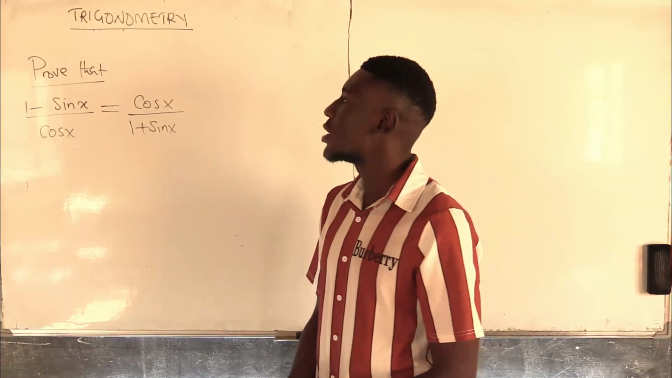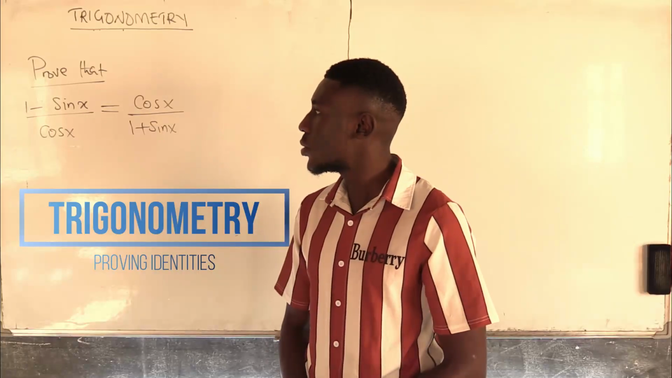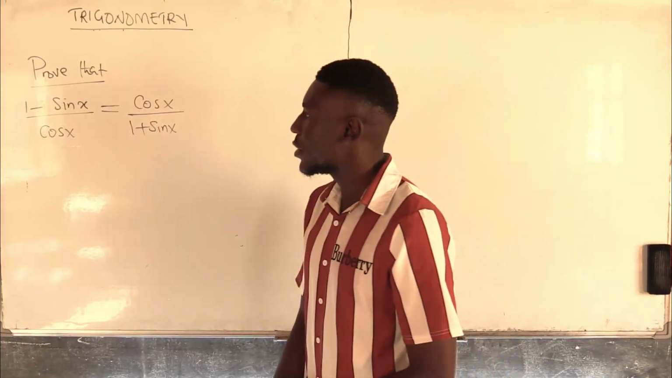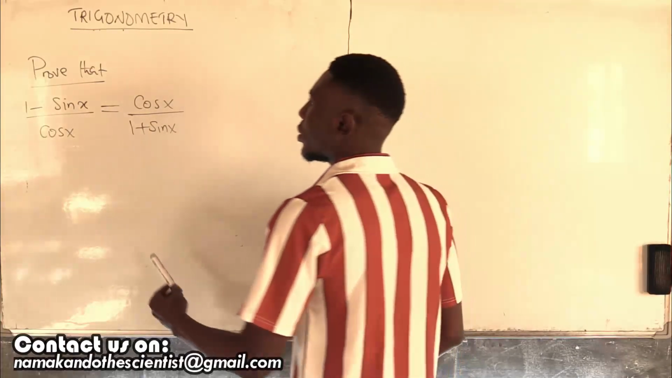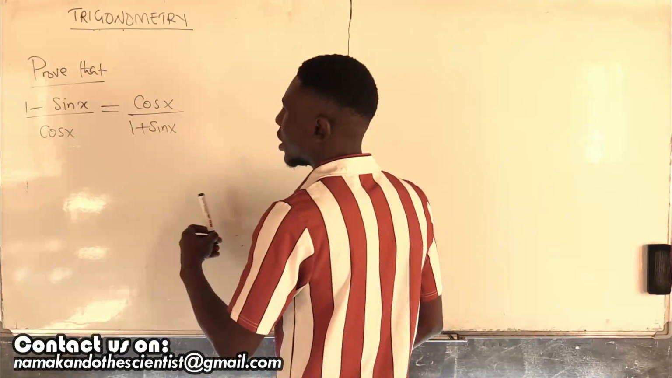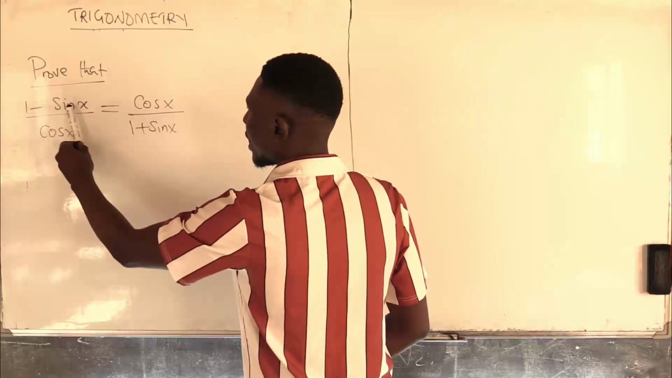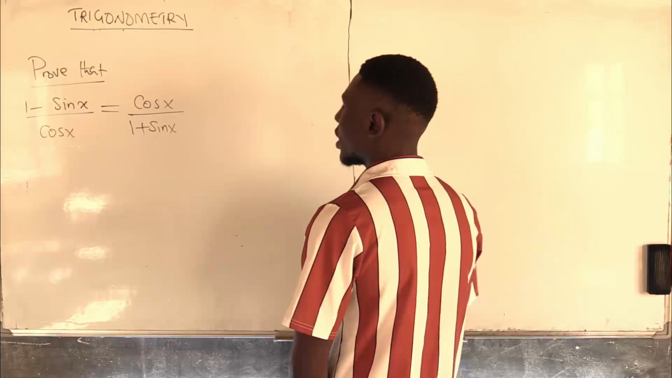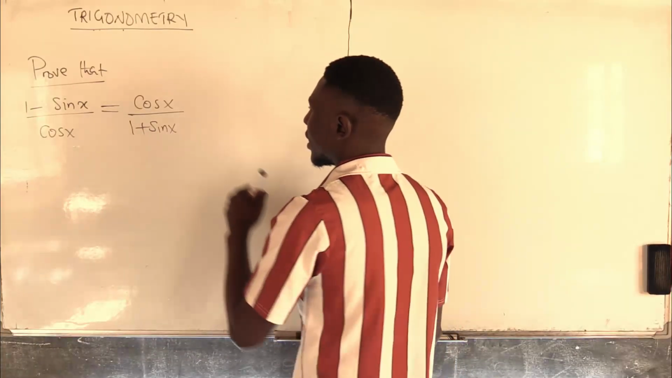This is all looking at trigonometry, particularly looking at how to prove identities. With us here we have this problem and we're supposed to prove it. The question goes like this. Prove that (1 minus sine x) over cos x is equal to cos x over (1 plus sine x).